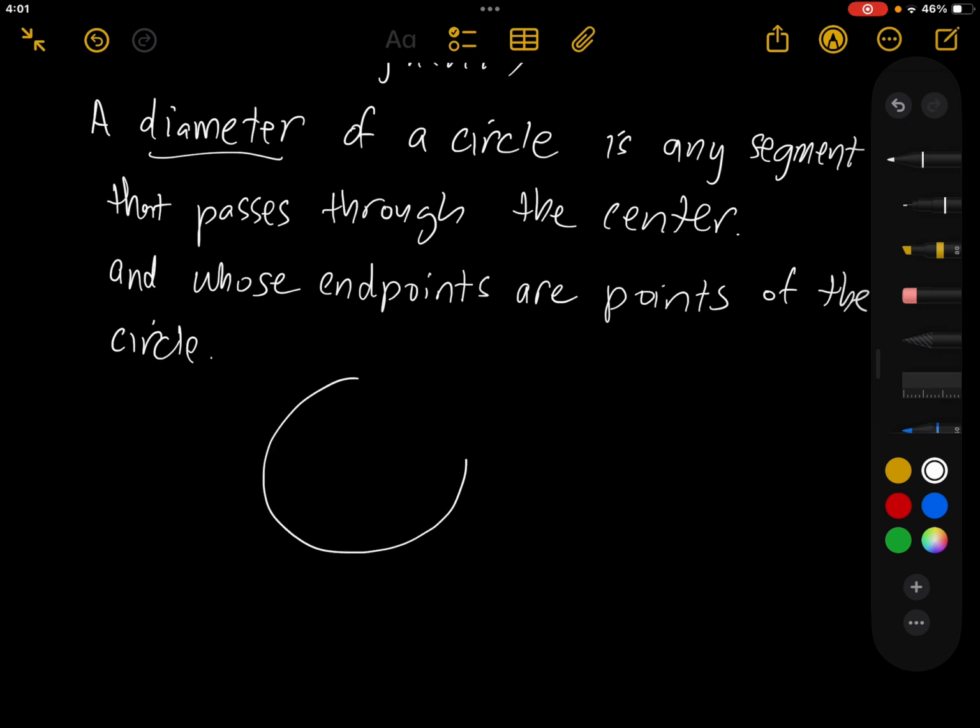So if you have this circle, say that's the center, then we're talking about segments that go through the center, but the endpoints are on the circle. So that would be a diameter. You can have a horizontal line segment like that. That would be a diameter. Or you can have a vertical one. That's also a diameter. Okay? But it can also refer to the length of that diameter.